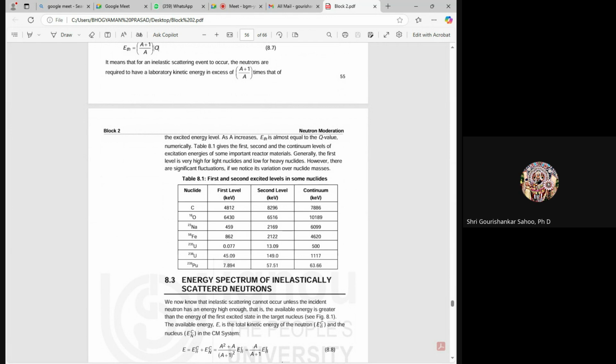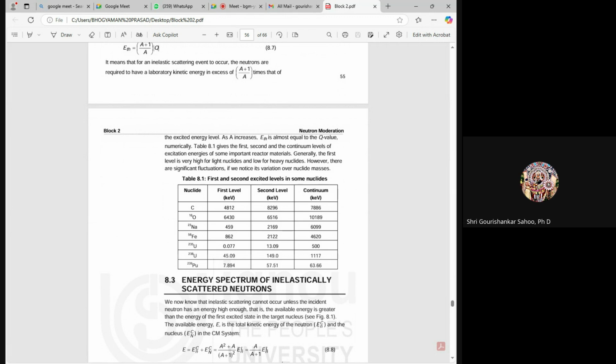And as we go from lighter nuclei to heavier nuclei, with increased mass number: carbon, oxygen 16, sodium 23, iron 56, uranium 235, uranium isotope 238, and plutonium isotope 239. You can see the first level, the second level and continuum. The first level for carbon is 4812 kilo electron volt. For oxygen 16, it is 6430 kilo electron volt.